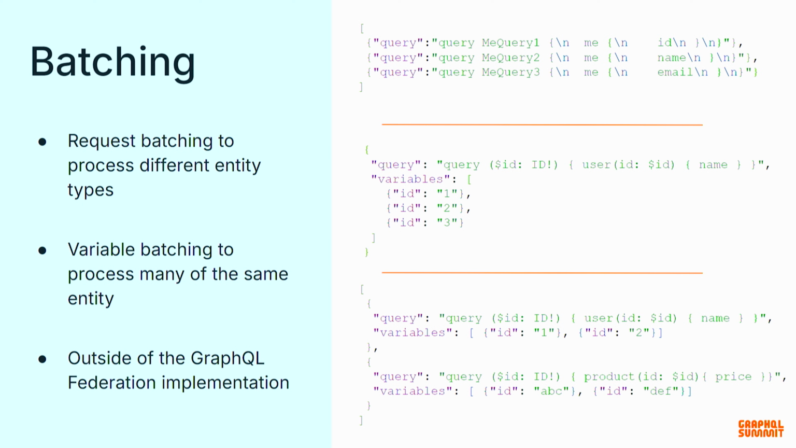This is supported today by Router and Apollo Server, so a lot of Apollo clients even use this method, but it's not standardized per se yet, so that's why we're posing it back to that group. The other one in the middle here is what we're calling variable batching.